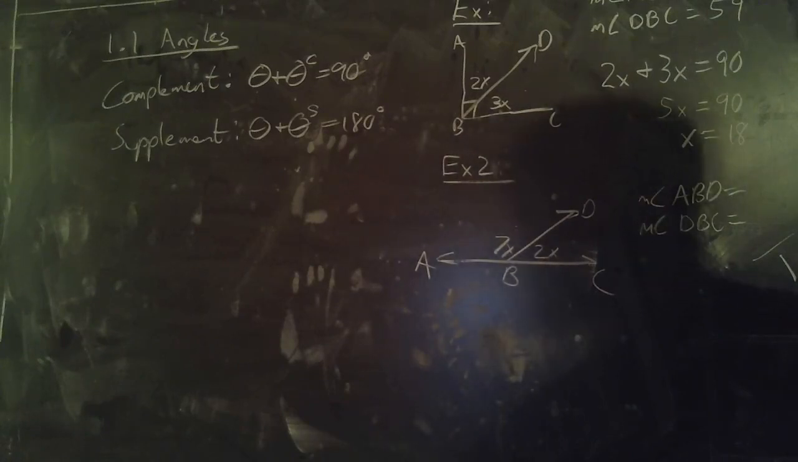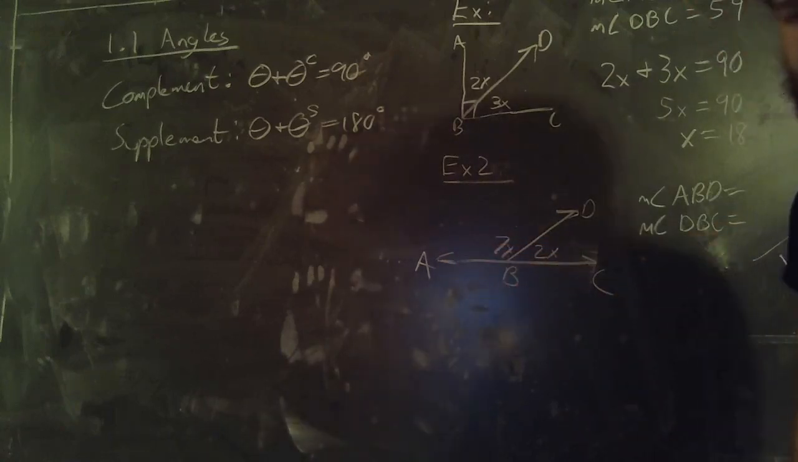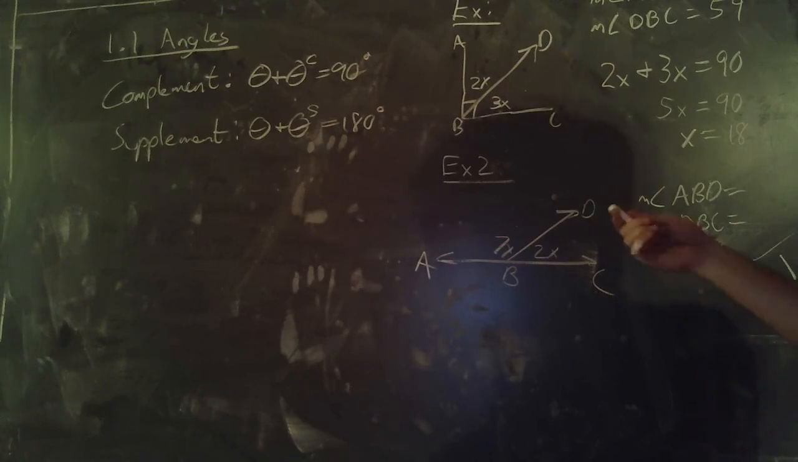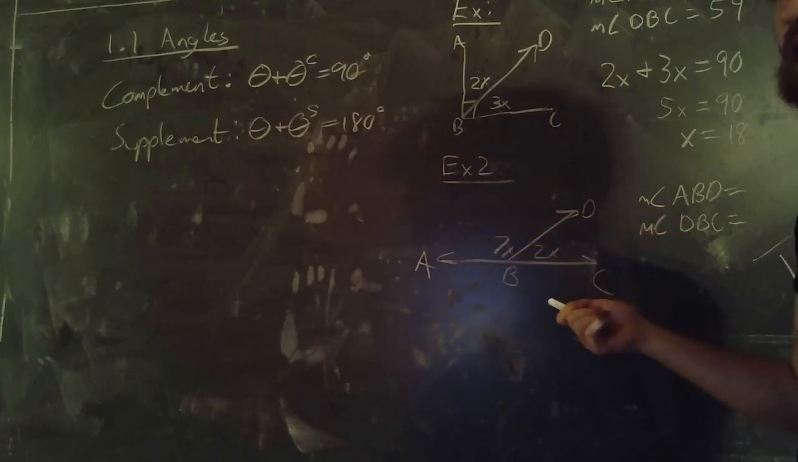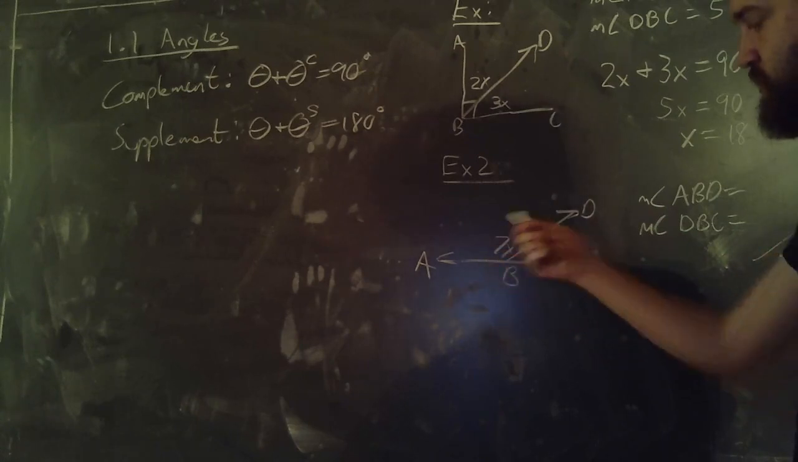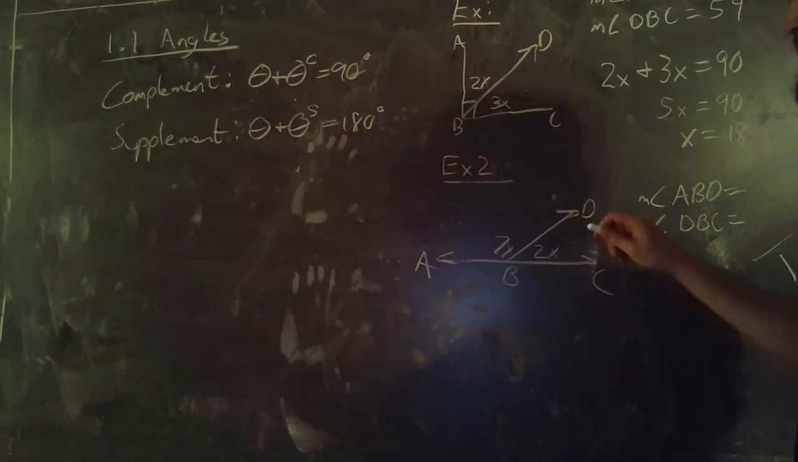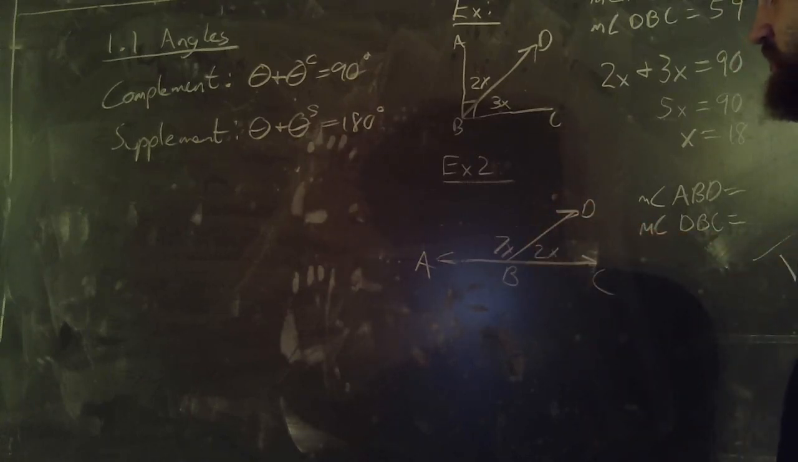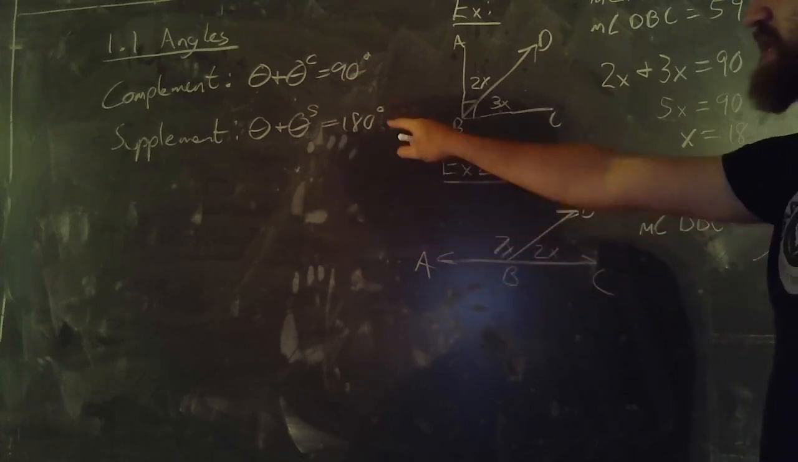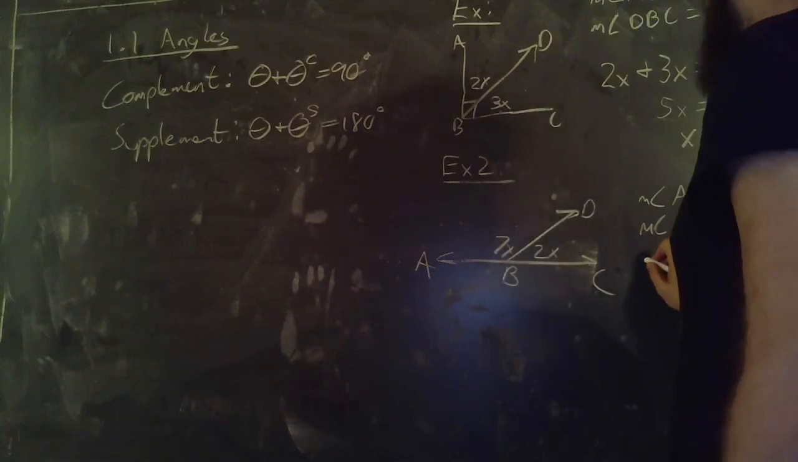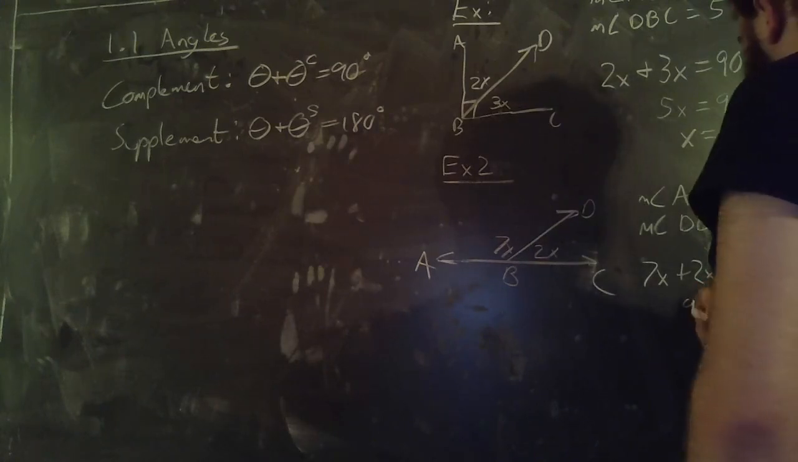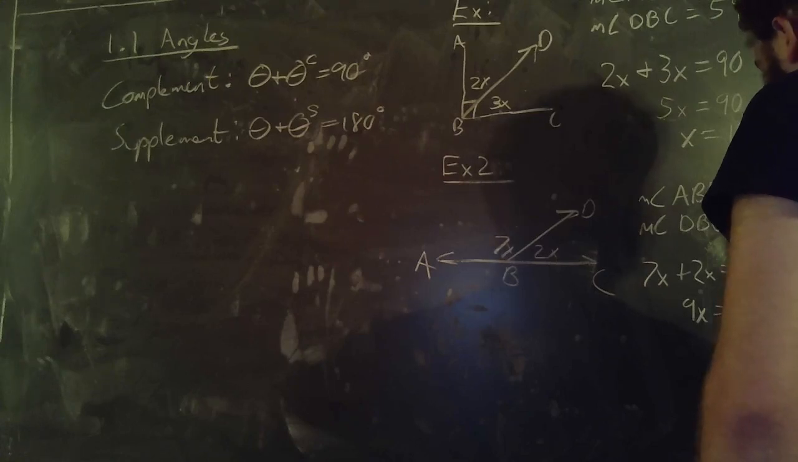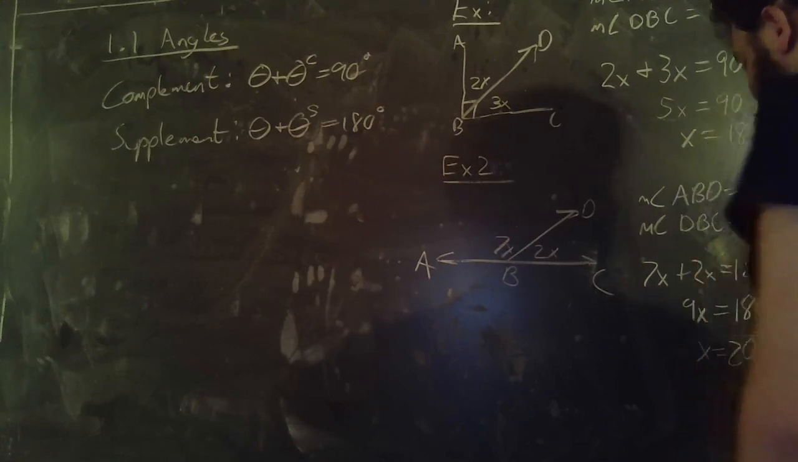Now notice that because ABC is a straight line, it is a straight angle, we know that the two divisions of this hemispherical or two quadrants' worth of graph here, these two angles must be supplementary to each other. In other words, 7x plus 2x must equal 180 by our definition. That gives us 9x is equal to 180, or x is 20.